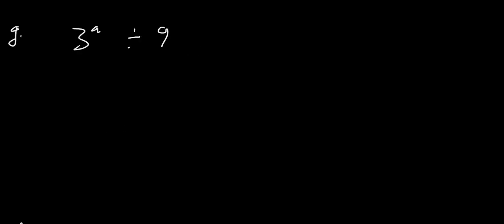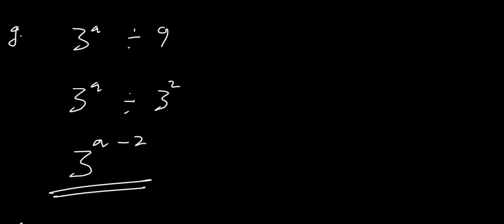All right, so we have question G, 3 exponent a divided by 9. So this is the same thing as 3 exponent a divided by, change this 9 to 3 squared. So we can now apply the division rule to this, and this is going to be 3, keep the base, and then subtract the exponents, a minus 2. So this is your final answer.